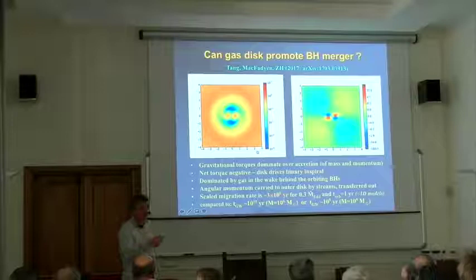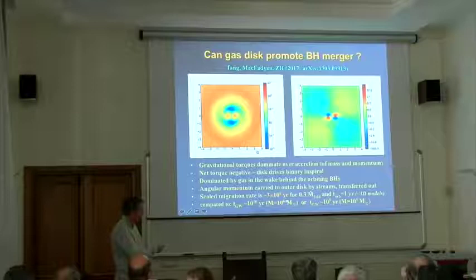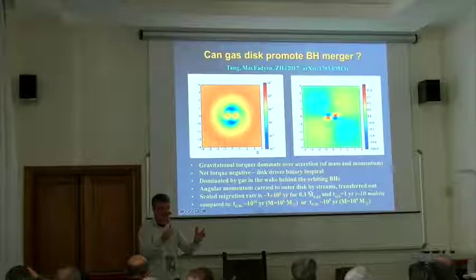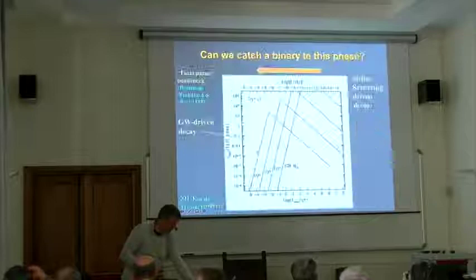For a LISA type of black hole, million solar masses, the inspiral due to gravitational waves would be 10 to the 10 years. So this is a very small effect, but it can help you get to that point because it only takes a million years. So it's a way to produce the LISA events.